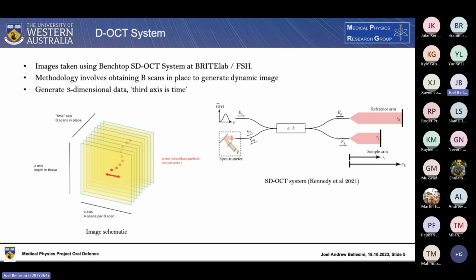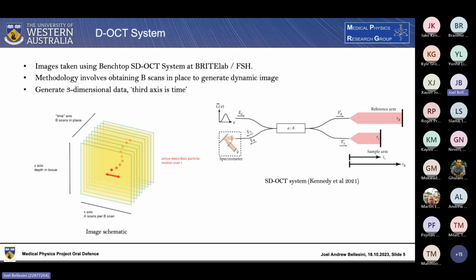So what this means is we also get complex data, you see an intensity and a phase for each depth within a certain region of tissue. And this depth versus intensity is referred to as an A scan. Then we scan across a given spatial dimension to obtain a cross-sectional image called a B scan.